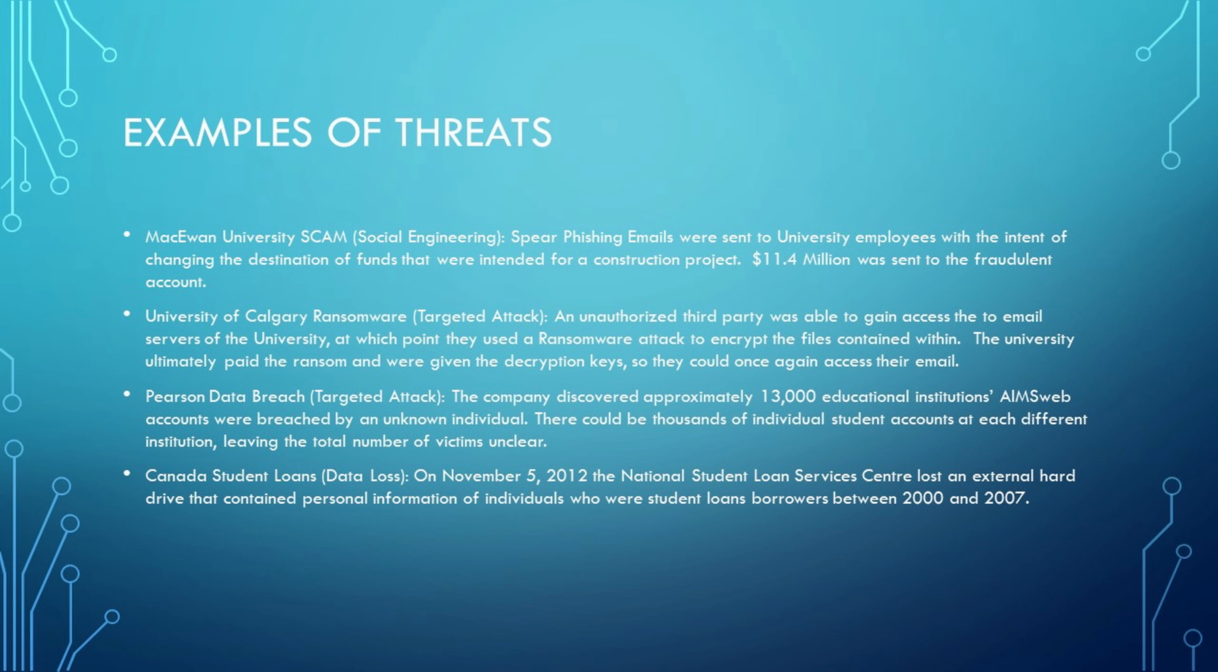Next, we have the Pearson data breach, which was a targeted attack. Pearson is the company that does a lot of online courses and exams. The company discovered approximately 13,000 educational institutions' AIMS web accounts were breached by an unknown individual. There could be thousands of individual student accounts within each one of those AIMS web accounts, at different institutions, leaving the total number of victims potentially unclear.